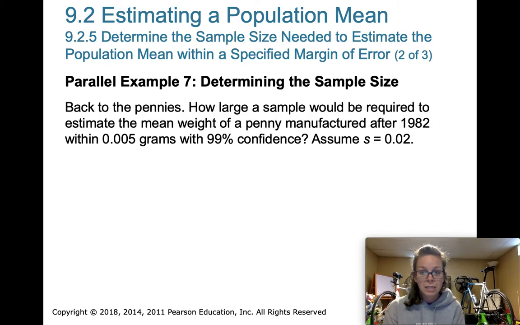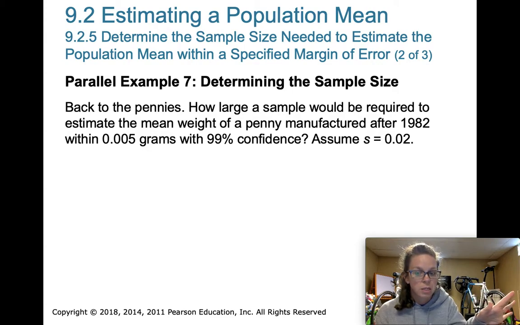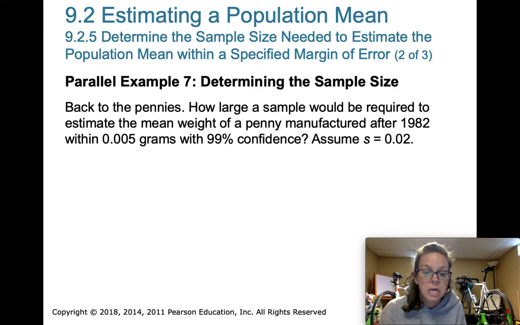So back to our pennies. How large of a sample would be required? So earlier problem, sample is 17 pennies. That's not difficult, right? 17, we can weigh 17 pennies. That's not that big of a deal. How large of a sample would we need if we wanted to estimate the weight within 0.005 grams with 99% confidence? And then again, we're assuming that the S is 0.02.